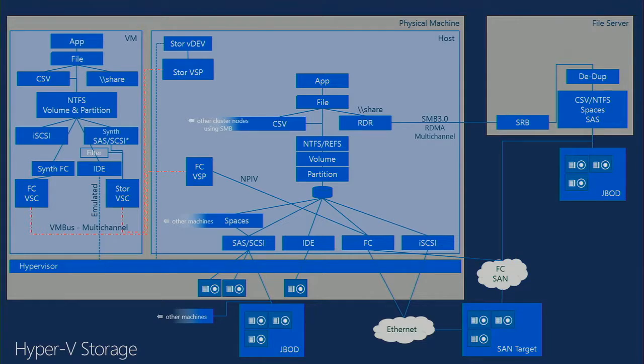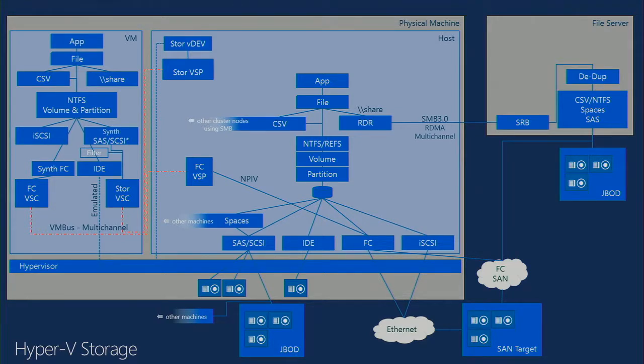So the fiber channel VSP talks to the fiber channel VSC. The fiber channel VSC requires a physical fiber channel HBA to be present on the host, which supports NPIV. And it's with NPIV that we are able to get the disks connected to the virtual machine. It looks like fiber channel inside the VM, but it's a Microsoft HBA that shows up in the virtual machine.